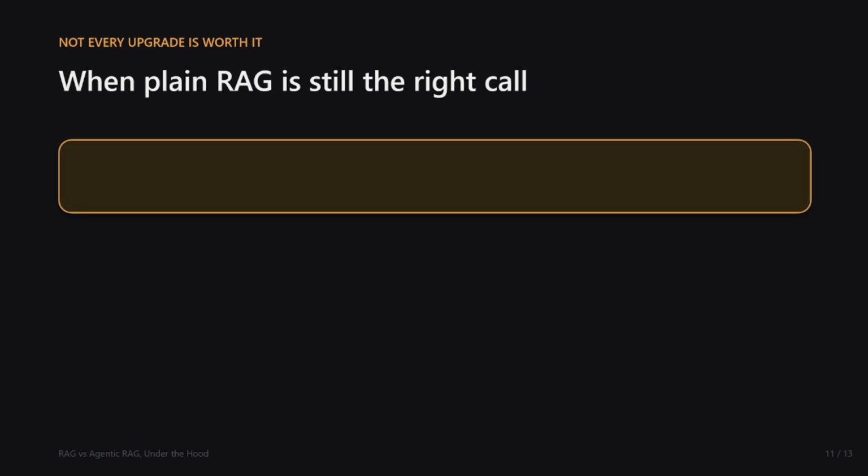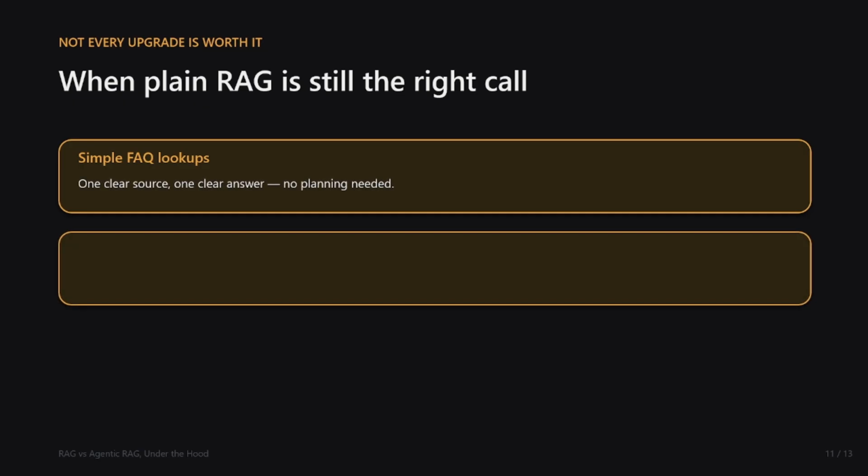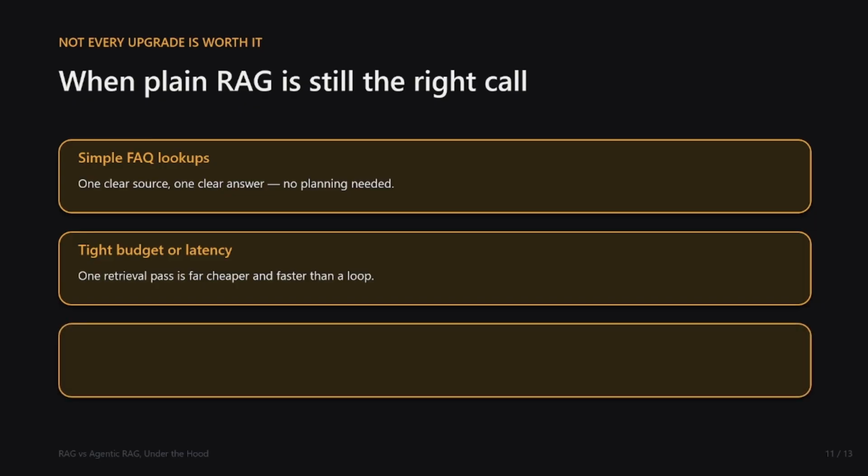Now, agentic RAG is powerful, but it is not always necessary. For simple FAQ questions, traditional RAG may be enough. If there is one clear source and one clear answer, planning and looping may be extra work. Also, if budget or speed is important, traditional RAG can be better because it is cheaper and faster. So we should not use agentic RAG just because it sounds advanced. We should use it when the question really needs it.